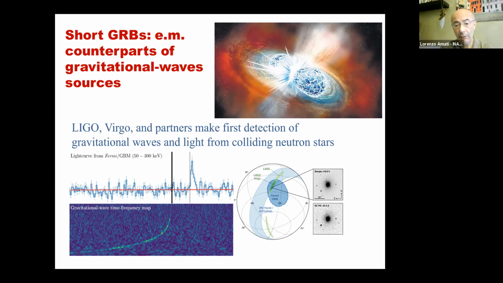And as you can see on the bottom right, the detection of a near infrared counterpart, which was then found to be produced by the radioactive decay of the very heavy elements formed after the merger, because in this very neutron-rich material, the radioactive decay of these elements produces near infrared emission and characteristic features.